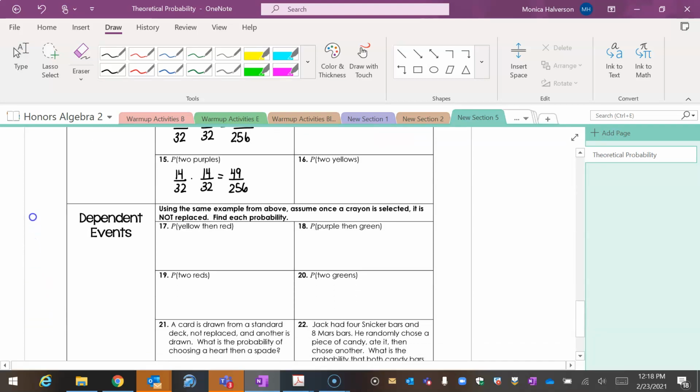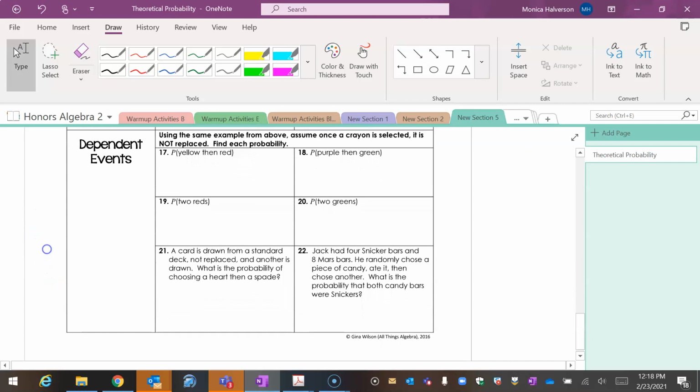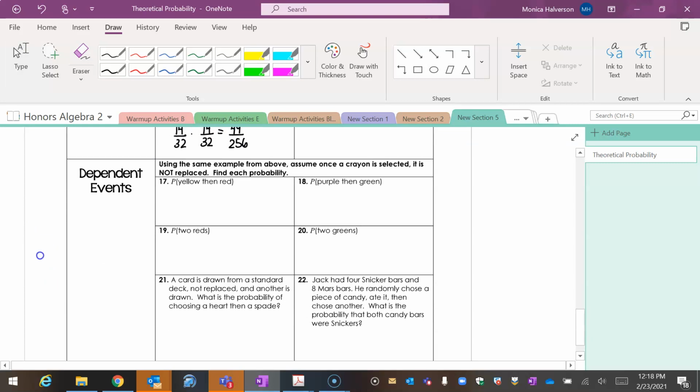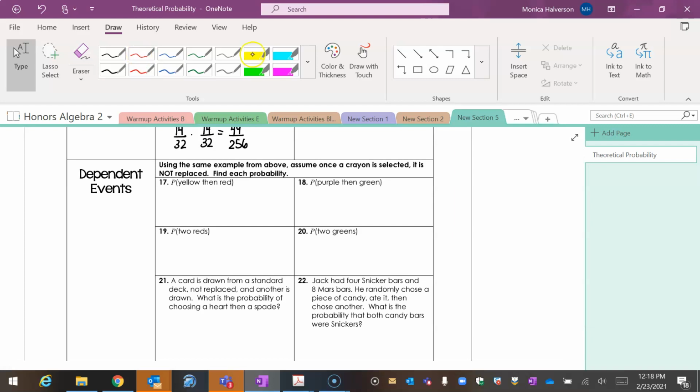Now let's talk about an example of a dependent event. So we're using the same example as above, except in this case, the crayon is not replaced. The crayon is not replaced. So just as a reminder, there's 8 red, 14 purple, 6 yellow, and 4 green. Now, how does not replacing it change this to a dependent event?